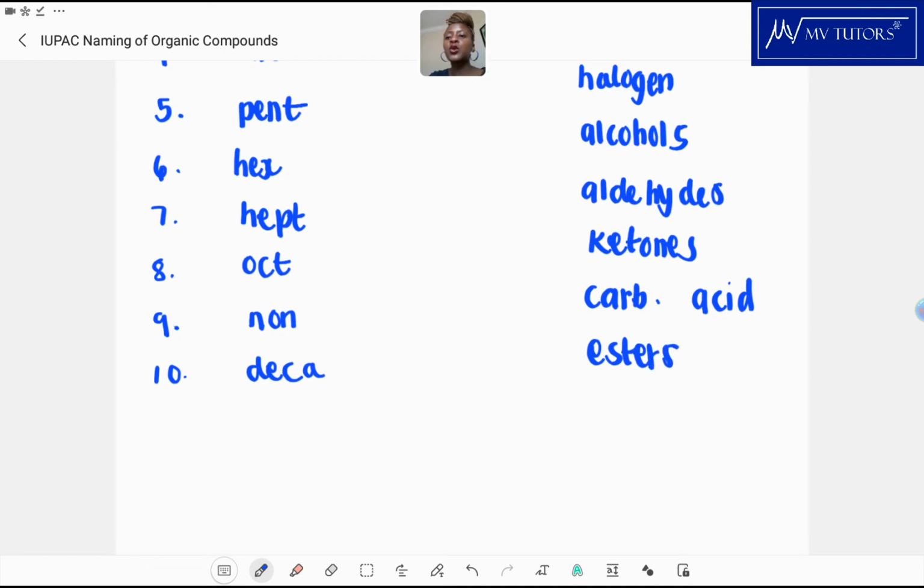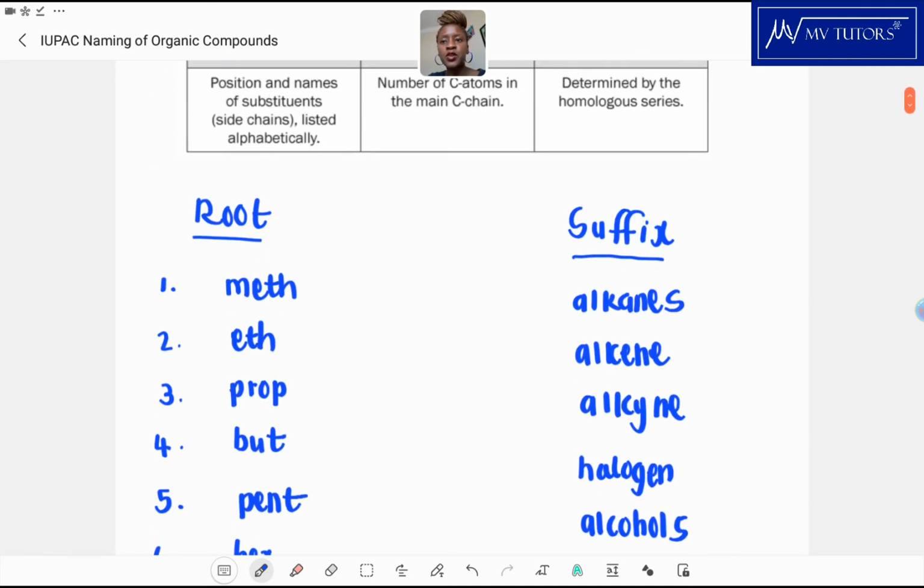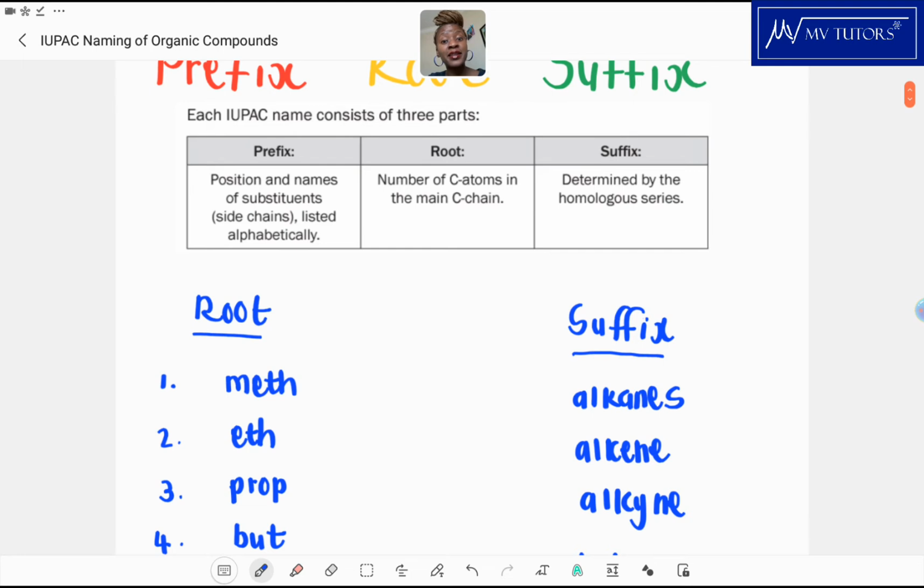Okay, so it is quite important for you to know when you start naming these organic compounds which homologous series the compound belongs to, and how many carbon atoms you have in the longest chain. All right, then you can get to the prefix.